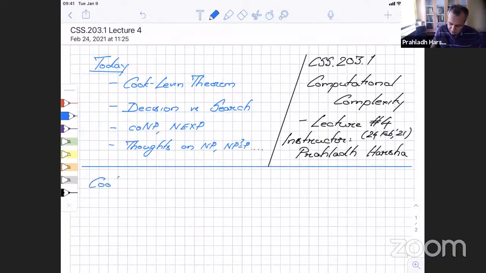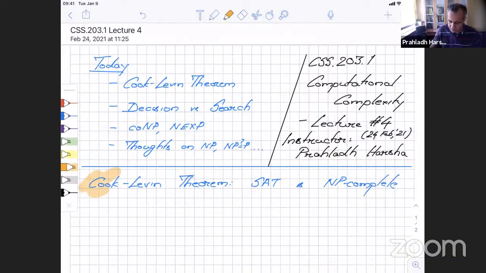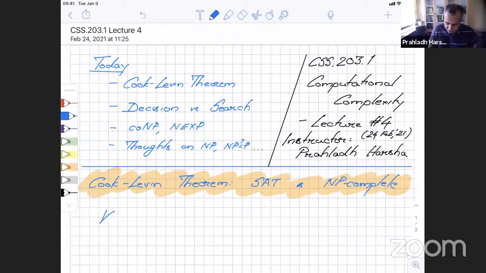So we were in the midst of proving the Cook-Levin theorem, that SAT is NP complete. And what does this mean? We wanted to show that for every language L in NP, L is polynomial time reducible to SAT. This is what we need to show.